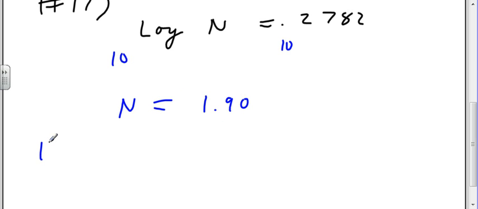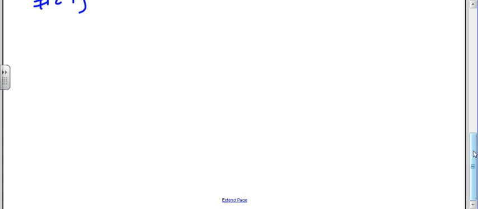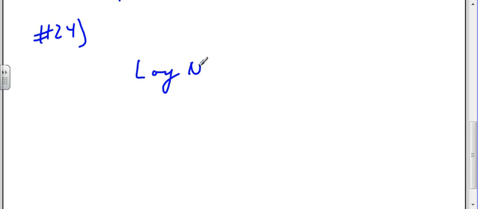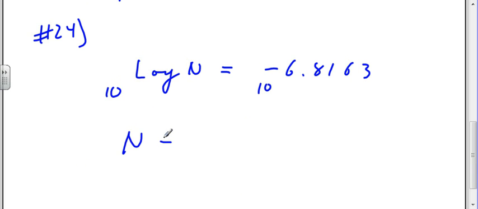We'll do number 24 next. Do you see a pattern yet? No, you write something down, you pick up your calculator, you write down the answer. See that pattern? All right, log n is minus 6.8163, raised to the power of 10, and n is going to equal 10 raised to the minus 6.8163. Boom. 1.53 times 10 to the minus 7. All right.